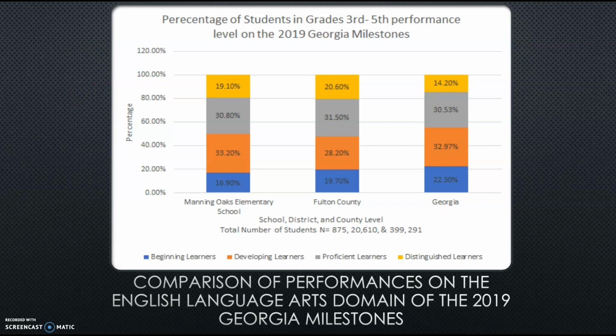Let's begin by examining the performance of Manning Oaks Elementary's 3rd through 5th grade students compared to Fulton County and Georgia for the 2019 Georgia Milestones. Manning Oaks is quite comparable to the performance of Fulton County and Georgia, but is most similar to Fulton County's data. Manning Oaks has a smaller percentage of students in the beginning learners level at 16.9% compared to Fulton County and Georgia at 19.7% and 22.3%. The percentage of students who scored in the developing learners category at Manning Oaks is larger than Fulton County and Georgia, with 33.2% of students.